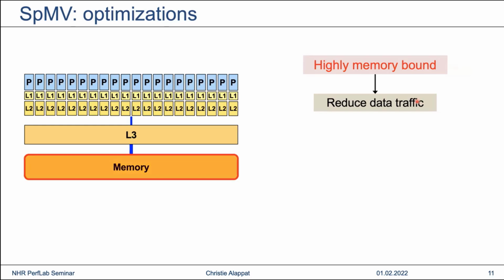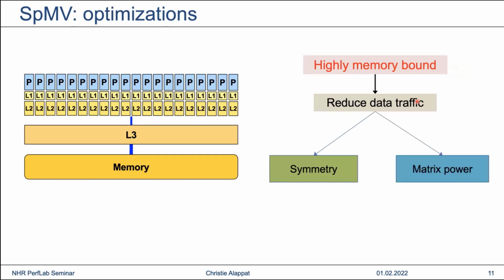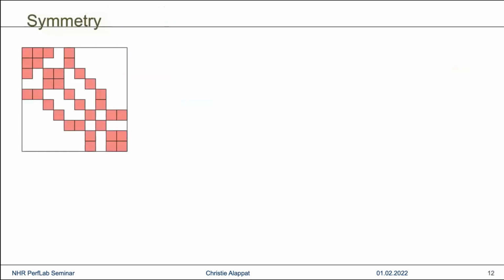And in this talk, I will introduce two approaches. One is to exploit the symmetry, and the other one is to use matrix power kernels. So let's go to symmetry.